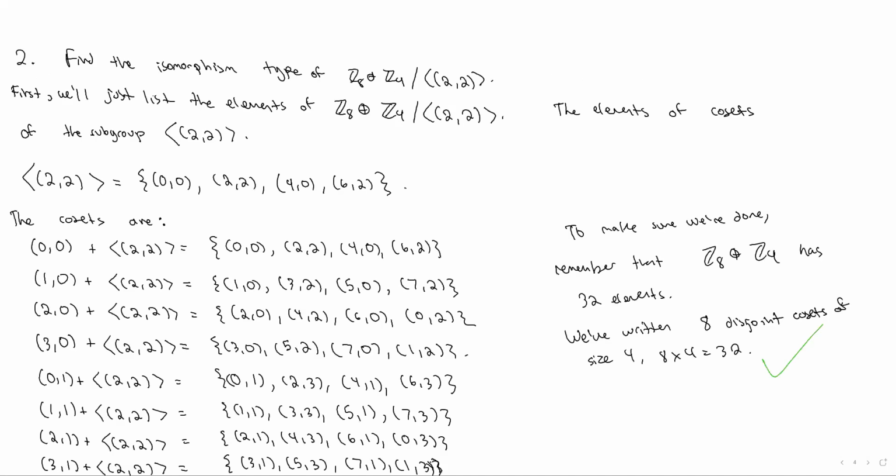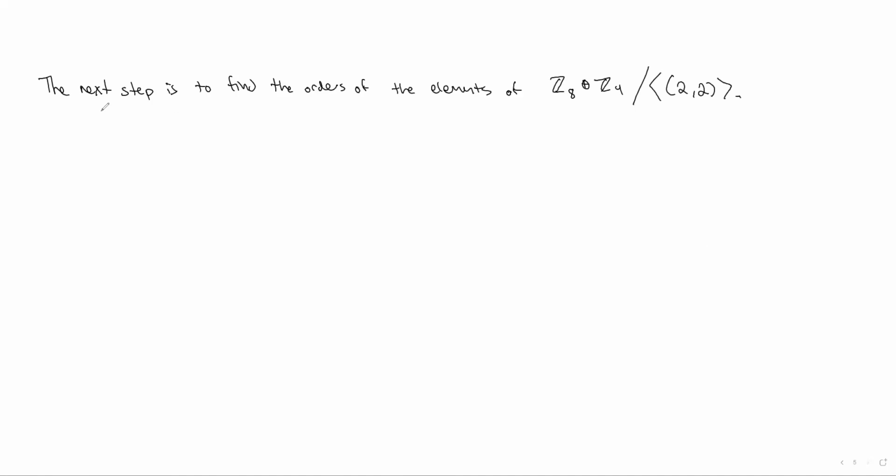Okay, so we'll look at, well, the identity is easy. So we'll look at (1,0) + <(2,2)>. So there's (1,0) + <(2,2)>. Then 2 times (1,0) + <(2,2)>. What I mean is (1,0) + <(2,2)> plus itself is (2,0) + <(2,2)>.